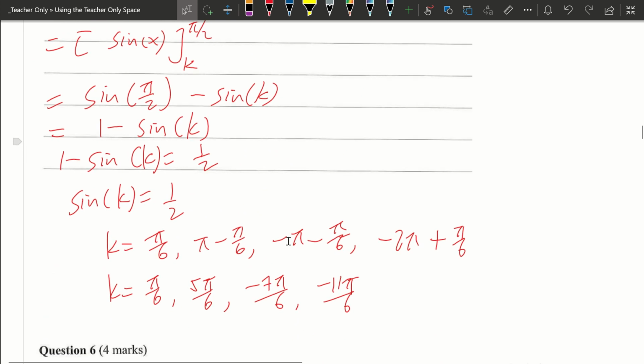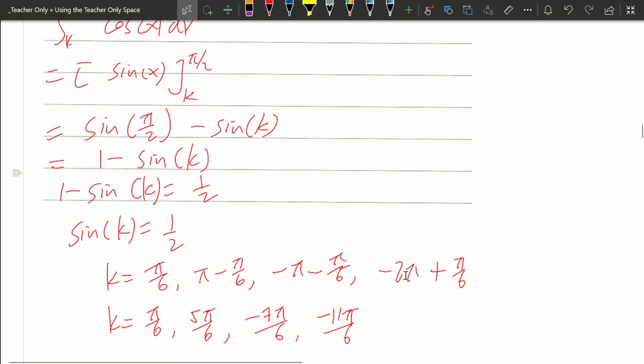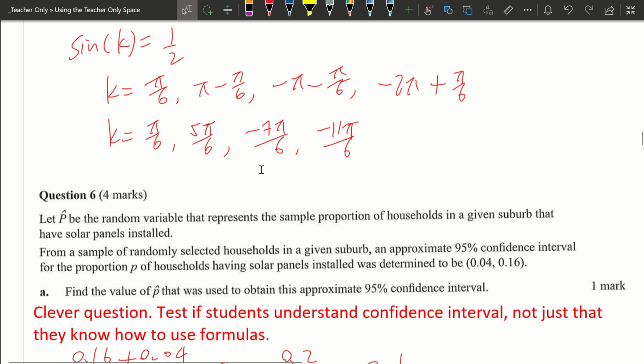And then from your exact value table and from the domain of k, the restrictions on k, you can work out how many solutions there are. You're just going around the unit circle. On the positive side, you go around 1 circle. On the negative side, you go around 1.5 circles. And you get your final answers.